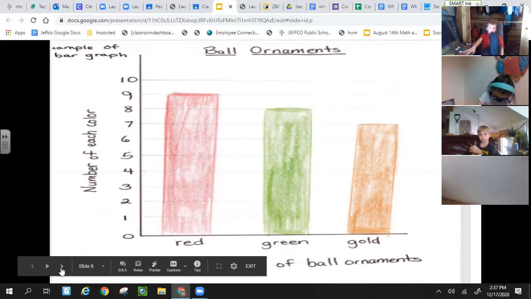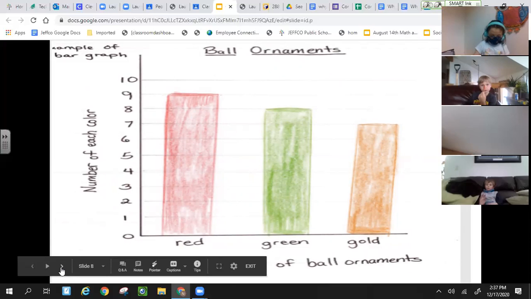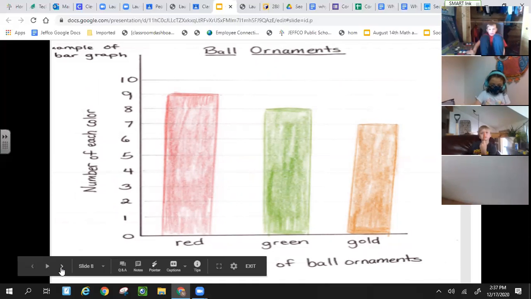So on the left, I put the number of each color here, and that's where my numbers went. Then down here is the types of ball ornaments. So you have your red, green, and gold, and then of course you need to have your title right here. Make sure you have a title, okay? And then I thought it was kind of fun to color it in.